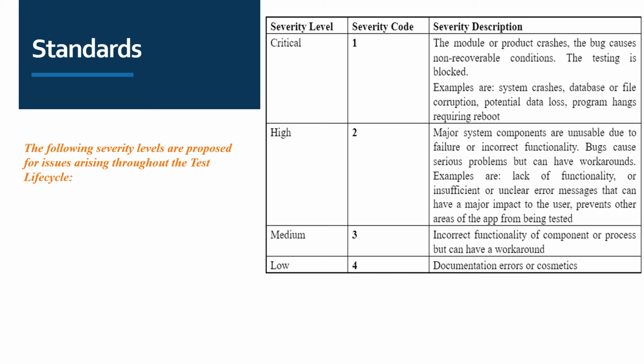The third one is the medium: incorrect functionality of a component or process, but there can be some workaround. And the last one is the low severity, which is just a minor issue such as a documentation error or something cosmetic.